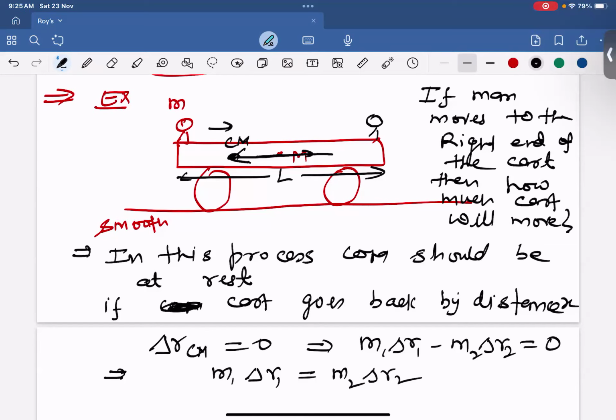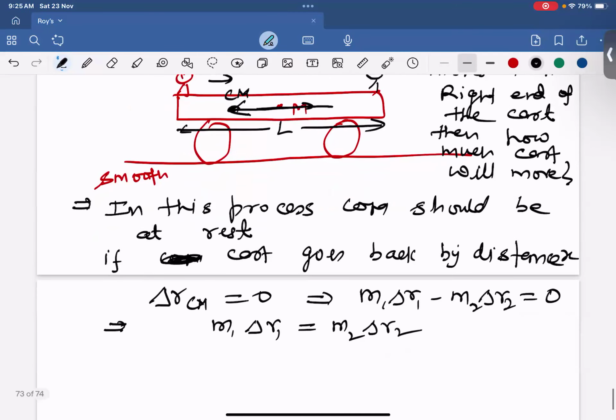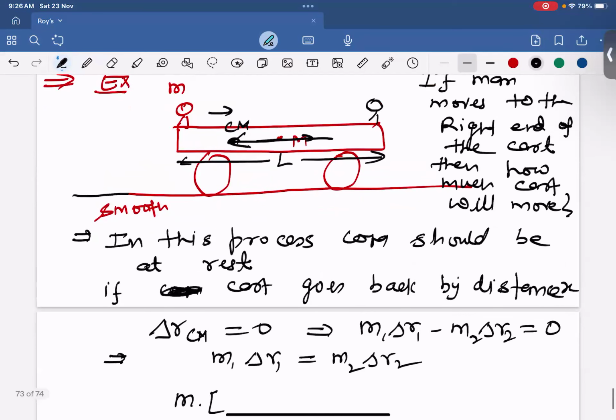Let's take M1 as the person. The person has a small mass m. Now, can you tell me how much the person has moved with respect to the ground, Neil? The man has gone from this end to that end, and the length is L, am I correct? Yes. But the cart also has moved X in the backward direction. Now can you tell me how much the man has moved?